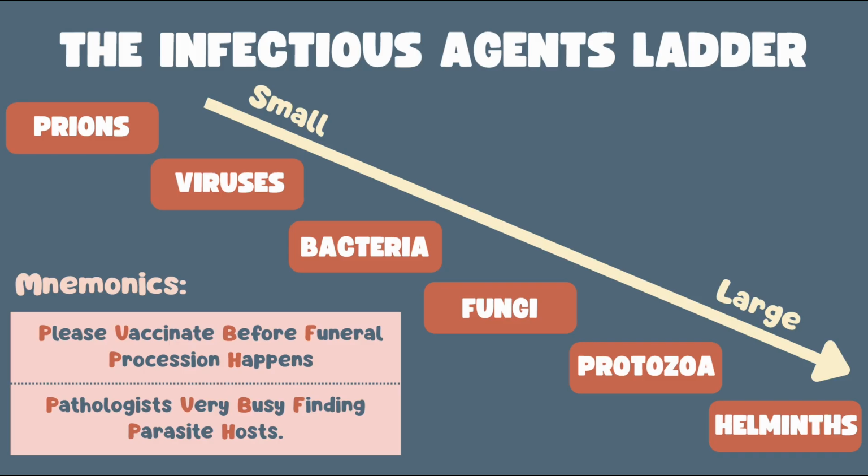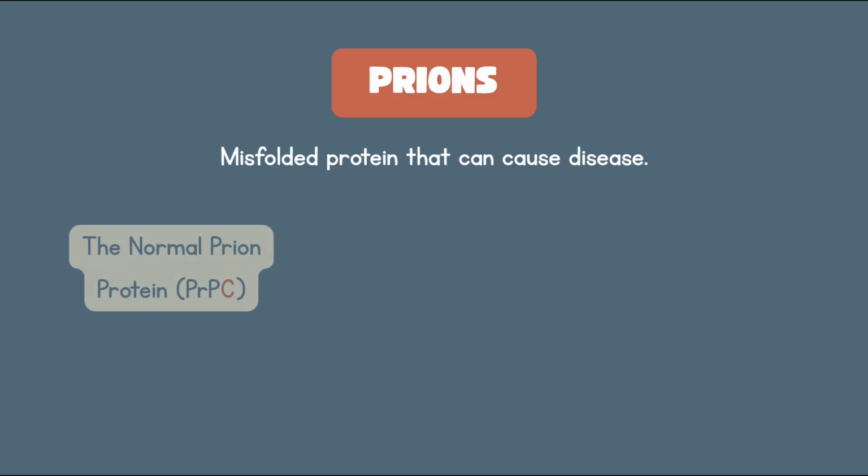Now, let's start by taking a closer look at the first infectious agent, which is prions. Prions are basically misfolded proteins that can cause disease. They are not cells, they are not genetic material, they are just misfolded proteins that can cause disease. To better understand prions and how they cause disease, let's take an example. So normally our neurons have a protein called PrPC. This is a normal protein found on our neural cells.